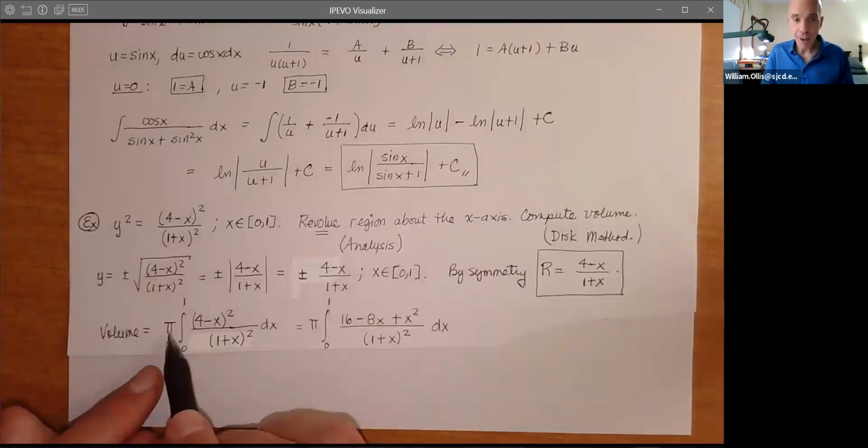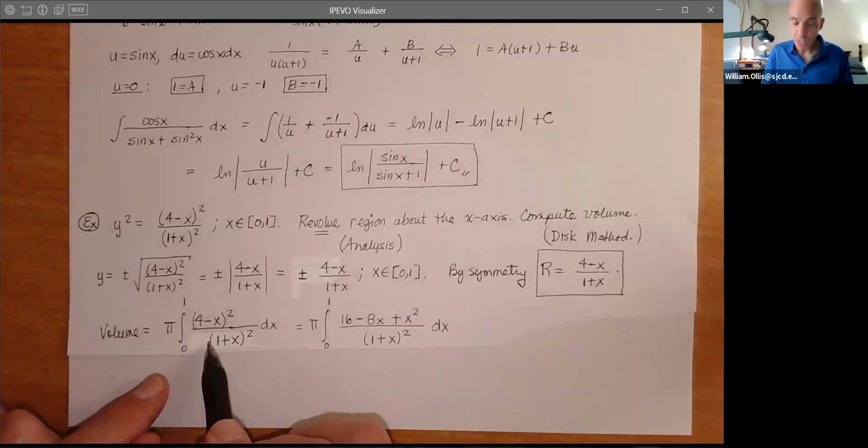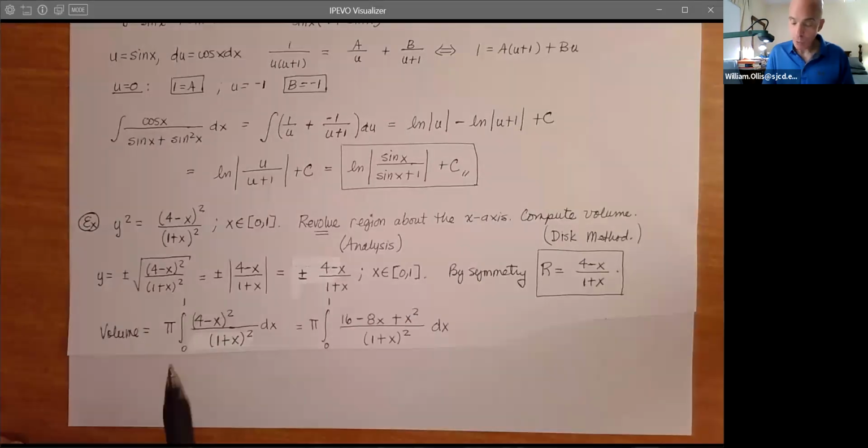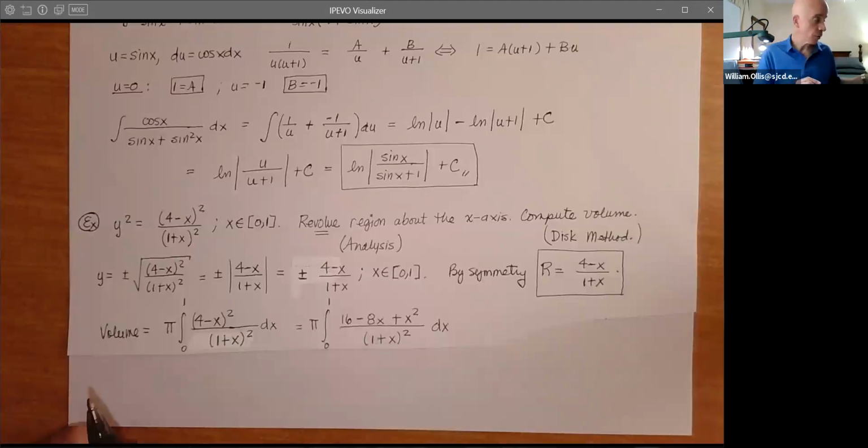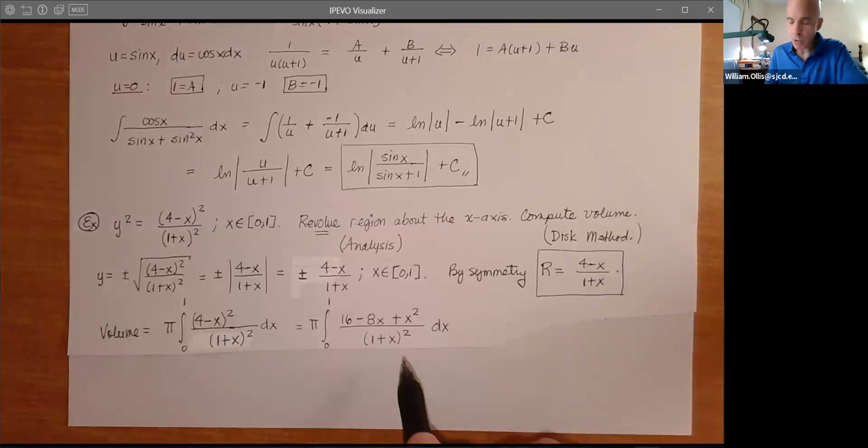So you're going to get pi times r squared from 0 to 1 dx. And when you multiply this out, you're going to get what? 16 minus 8x plus x squared. And then you've got 1 plus x quantity squared in the denominator. Now, here's the thing about this problem. What you see, and this is talking about techniques I've already shared with you, you have the degrees are the same. The degrees are the same, so you need to multiply this out and divide.